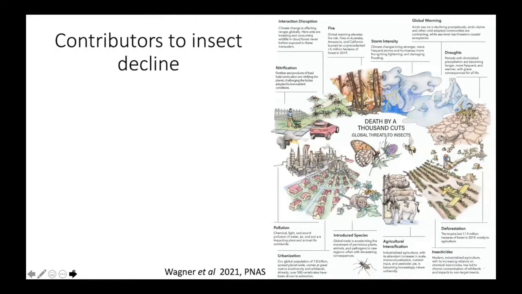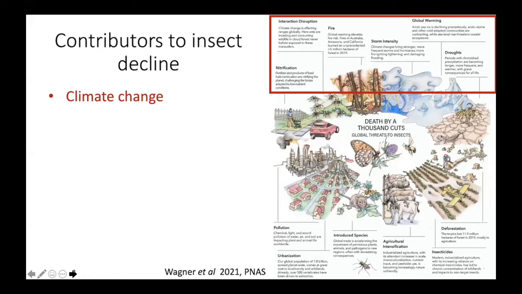So why is this happening? We think that there are a lot of different contributors to insect declines. And one review study that I have pictured here called it death by 1,000 cuts. So those cuts include climate change, many different pieces of it. So warming temperatures, increasingly severe storms, droughts, fires, and also disruption of interactions between insects and the species that they depend on, so particularly plants. So even if an insect could survive the different temperature regime or precipitation regime of a changed climate, if its host plant can't, then the insect is stuck.